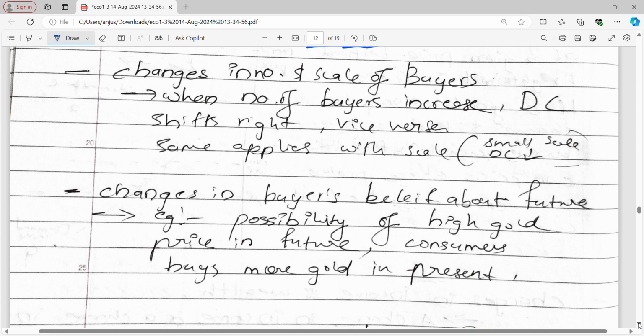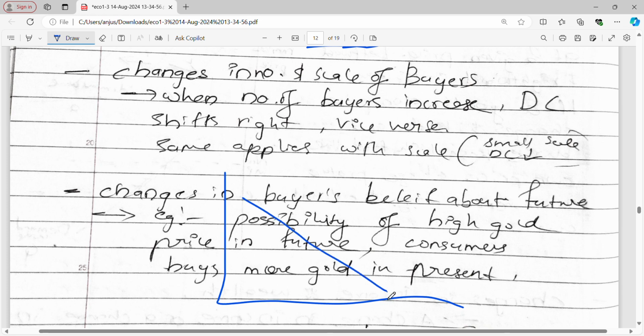Then changes in buyers' belief about the future. An example: imagine that today it is believed that in future the price of gold will skyrocket. It will peak. So many will go now to purchase gold, because now the price of gold is cheap. So all will go and pile up gold. They will use their savings to purchase gold, because in future it is estimated that the price will increase.